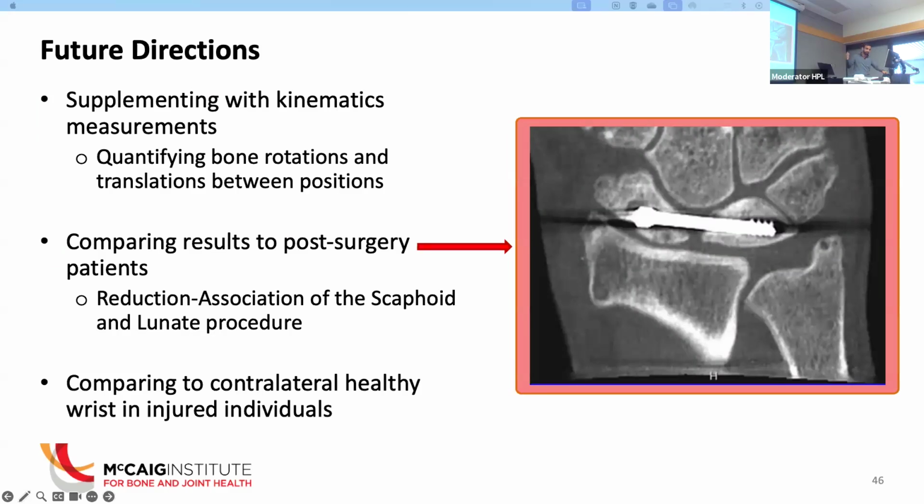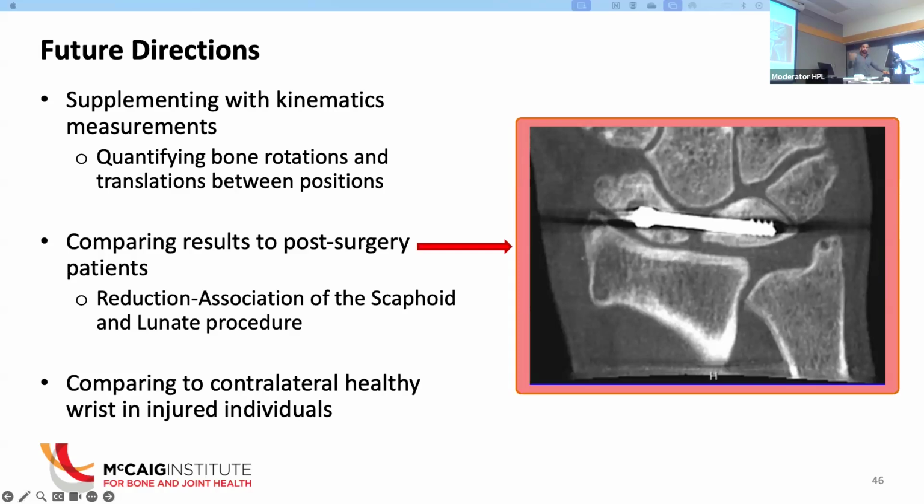We can compare all these results to individuals that have undergone reconstructive scaphoid surgery. And that aims to restore healthy kinematics of the carpal bones. So on the screen here is an example of a RASL procedure, or reduction association of the scaphoid and lunate. We've had 10 individuals that have come in that have undergone this surgery, where they have that screw inserted between their bones. So we'll compare our results to see which group is behaving more like healthy.